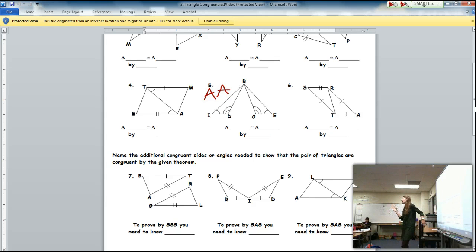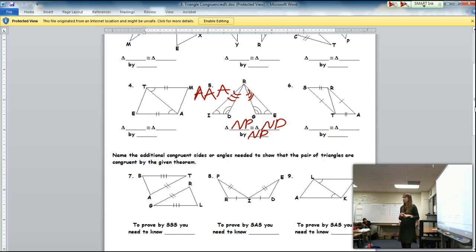Okay, I lied. If two angles are congruent to two angles, then the third angle sure is congruent. But we still have angle, angle, angle, and that gets us nowhere, because angle, angle, angle does not work. And so these are NP, NP, NP. Not possible to prove them congruent. I'm not saying they're not congruent. I'm saying we don't have enough evidence to prove them congruent.